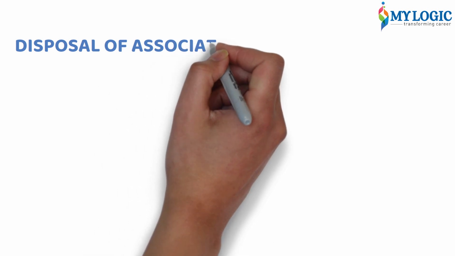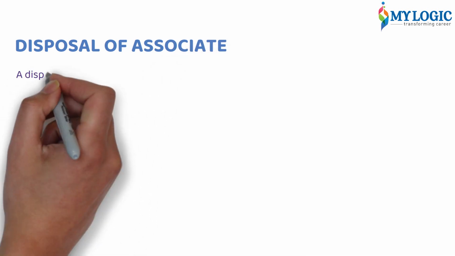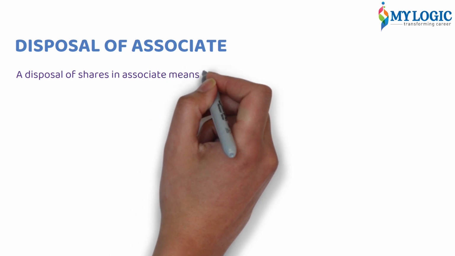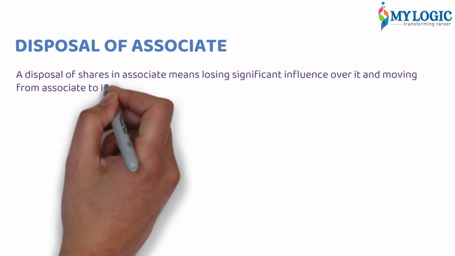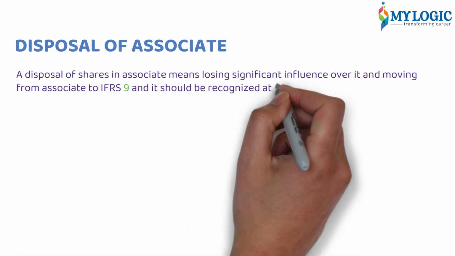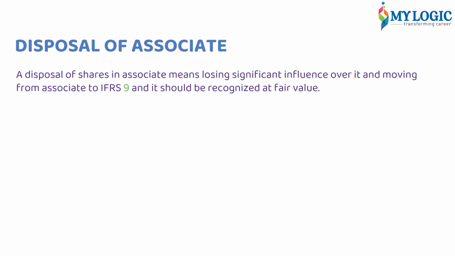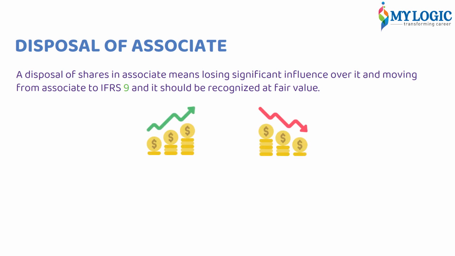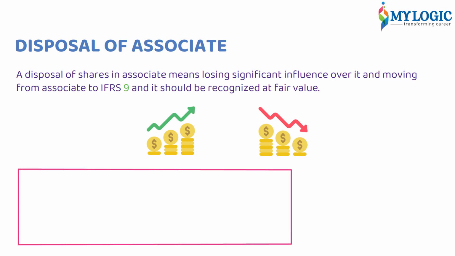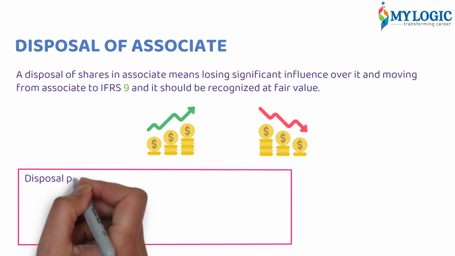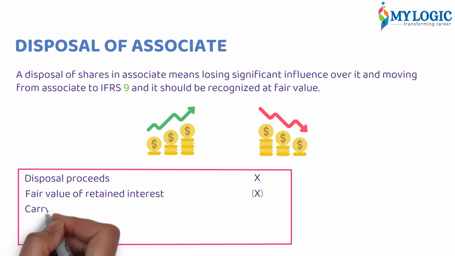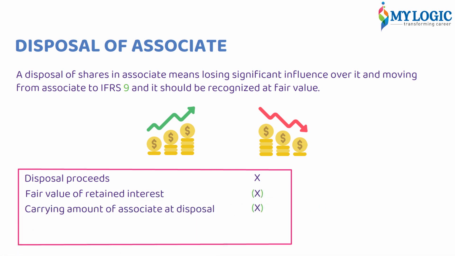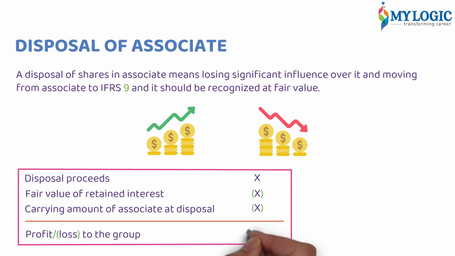Disposal of associate. A disposal of shares in associate means losing significant influence over it and moving from associate to IFRS 9, and it should be recognized at fair value. A profit or loss on disposal will arise in the consolidated statement of profit or loss. This is calculated as follows. Disposal proceeds, fair value of retained interest, carrying amount of associate at disposal, profit or loss to the group.